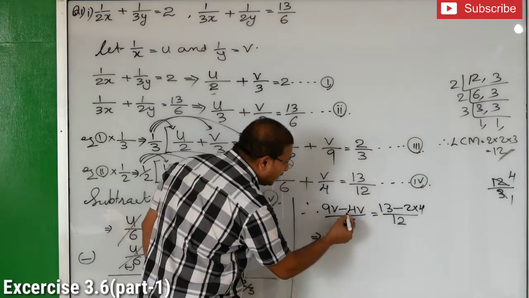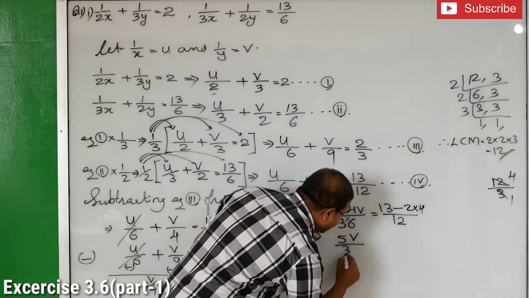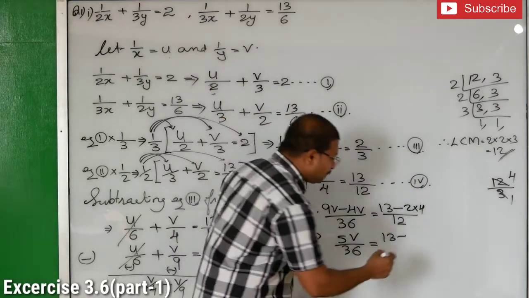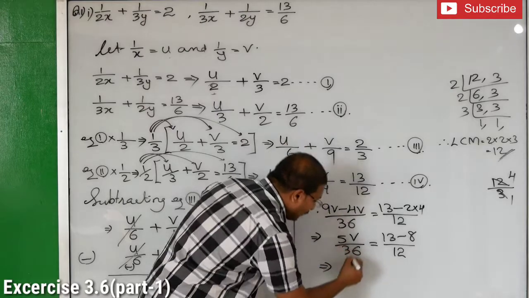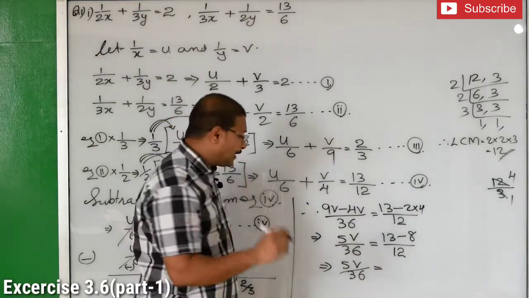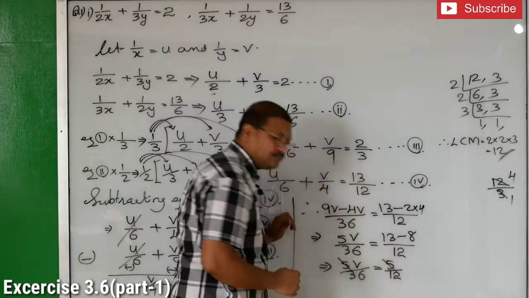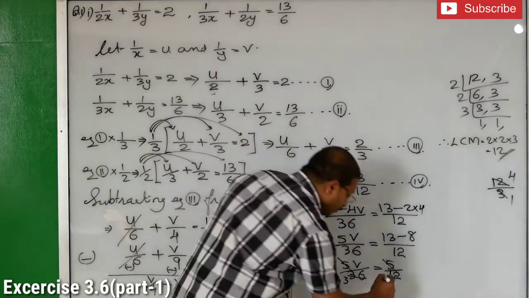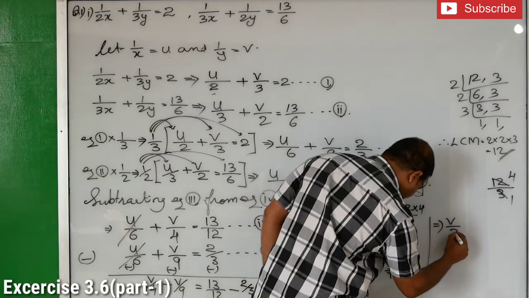Ready? This implies 9V minus 4V. 9 minus 4 is 5. That means 5V divided by 36 equals 13 minus 2 fours are 8, divided by 12. Ready? This implies 5V divided by 36 equals 13 minus 8, that is 5, divided by 12. Now, both numerators we will cancel, 5 and 5. The denominator we will cancel by 12. 12 threes are 36. 12 ones are 12. That means we are getting here, this implies V by 3 equals 1.